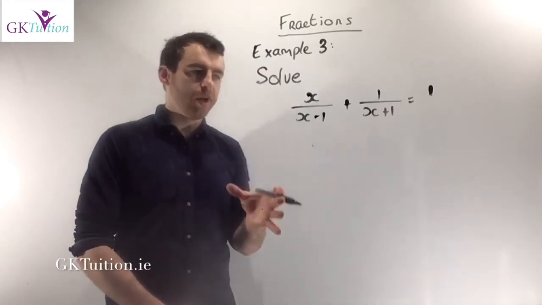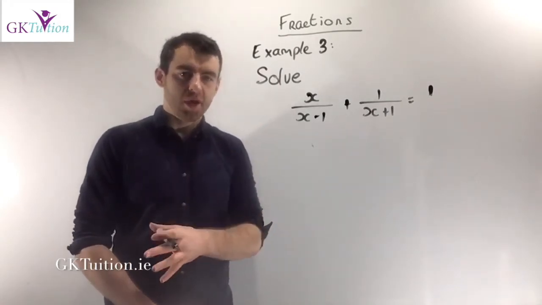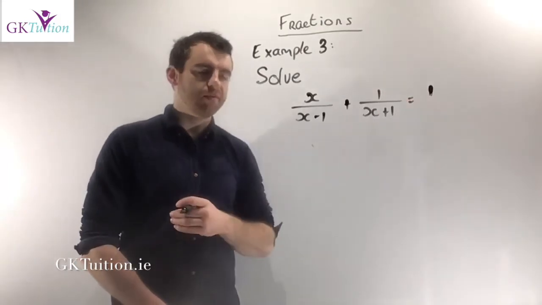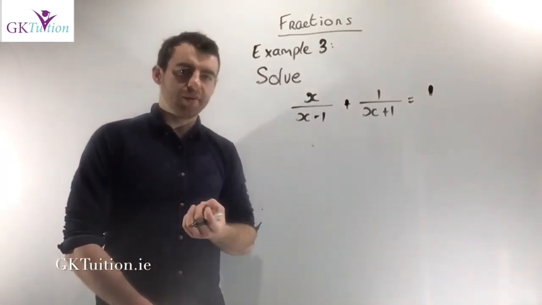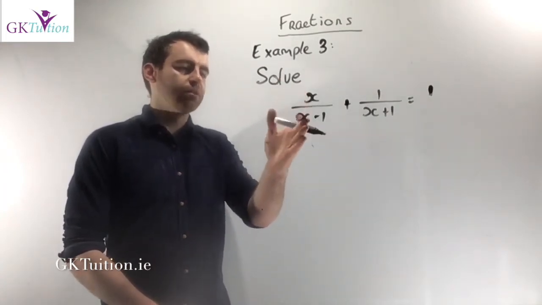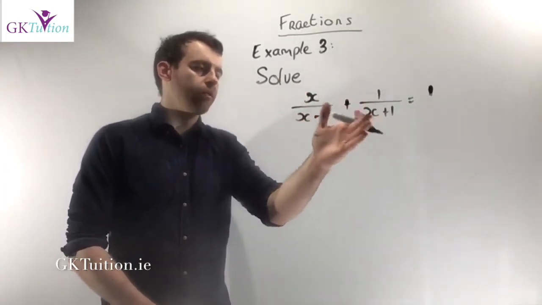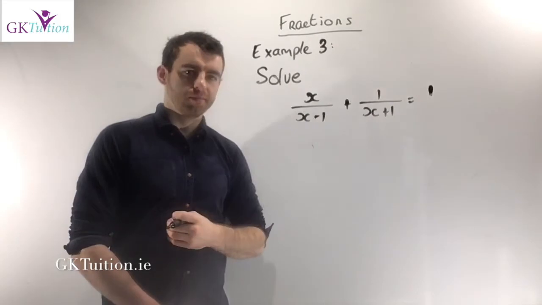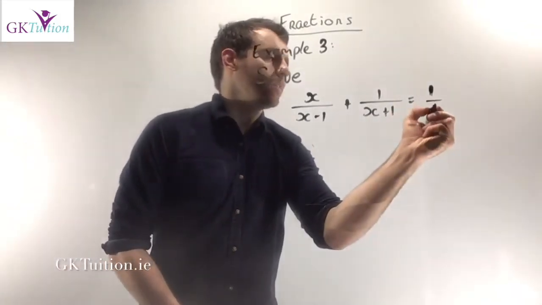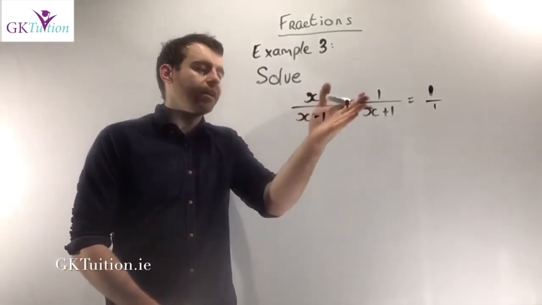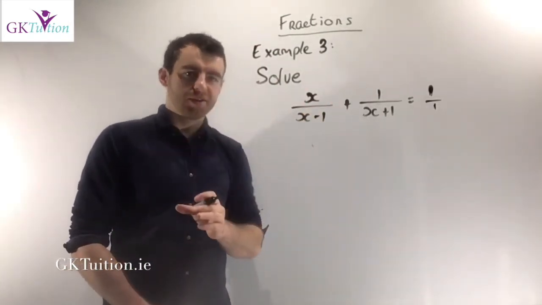Okay, the last example I'm going to do before I give you a number of questions is this one. This time we have an equation as opposed to an expression. What that means is this time there's an equals involved, which means we can solve it. We can now actually find the value of x. In this case, we have x over x minus 1 plus 1 over x plus 1 is equal to 1. The way that you should view this one is as if you're adding and subtracting, but you've got 3 fractions this time.